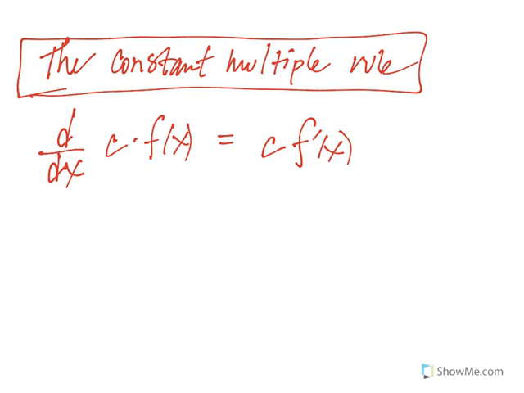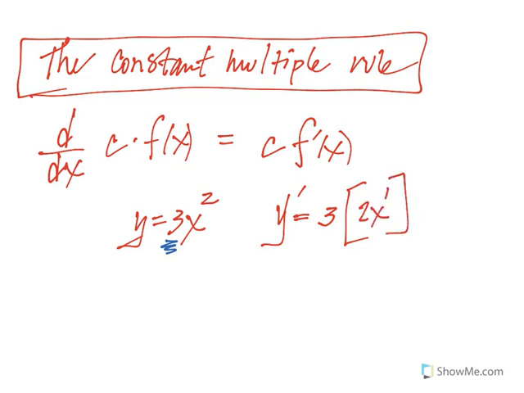The example that I did here mere moments ago was y is equal to 3x squared, 3 then being your constant. When you derive that, you get y prime is equal to 3 times the derivative of x squared, which is 2x to the first, using my power rule.